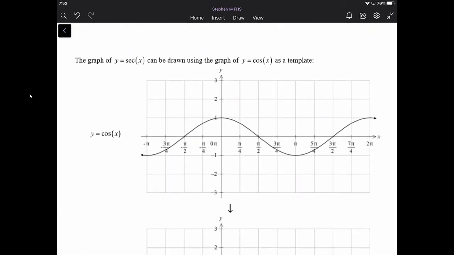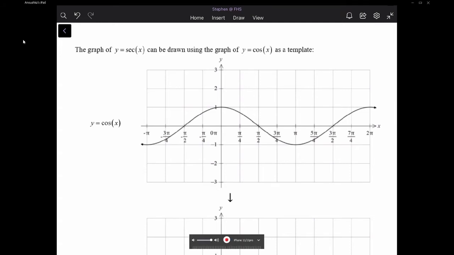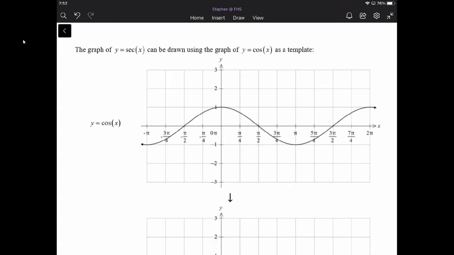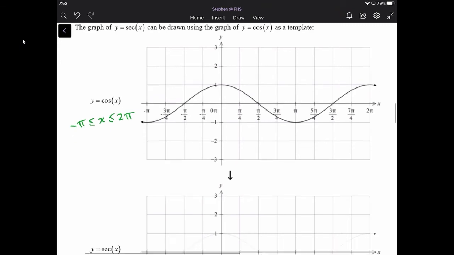Now let's have a look at sec. Right, so in a similar way as what we did before, we had the graph of sine x. So this time we have the graph of cos x. Again, it's drawn over a domain. Actually, I think I used the other notation before. So the notation is from negative pi to pi. So we're drawing the graph of cos between negative pi and 2 pi.